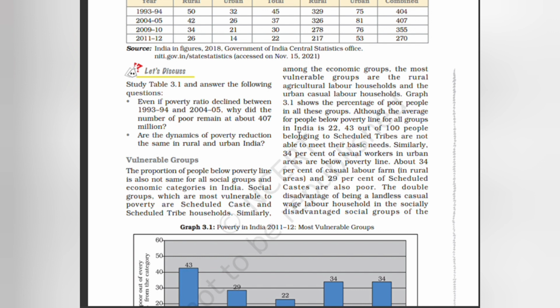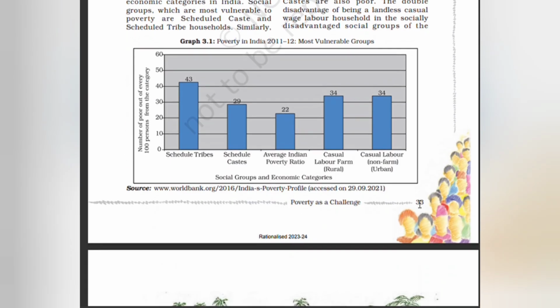Although the average of people below the poverty line for all groups in India is 22, 43 out of 100 people belonging to scheduled tribes are not able to meet their basic needs. Similarly, 34% of casual workers in urban areas are below the poverty line. About 34% of casual farm labor and 29% of scheduled castes are also poor. The double disadvantage of being a landless casual wage labor household and belonging to a socially disadvantaged social group.